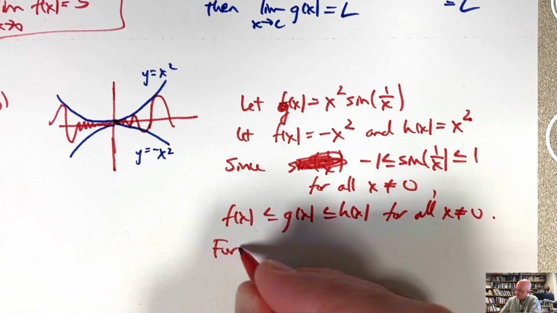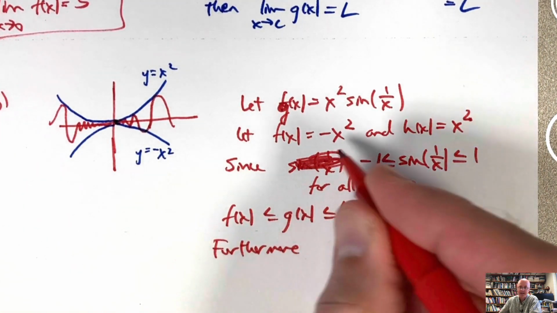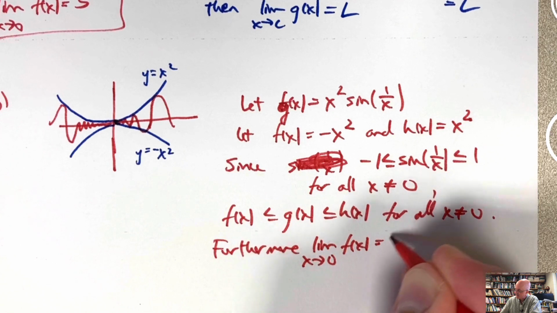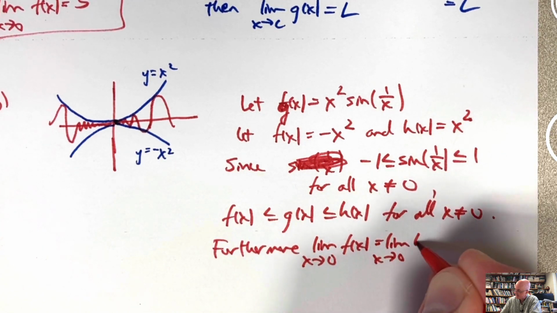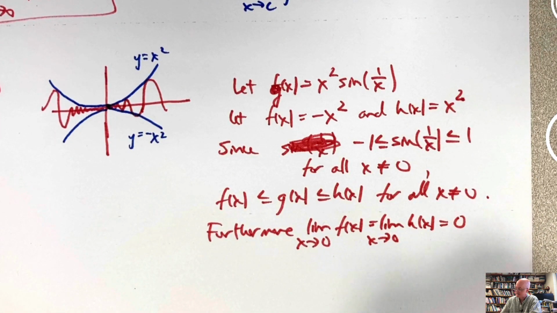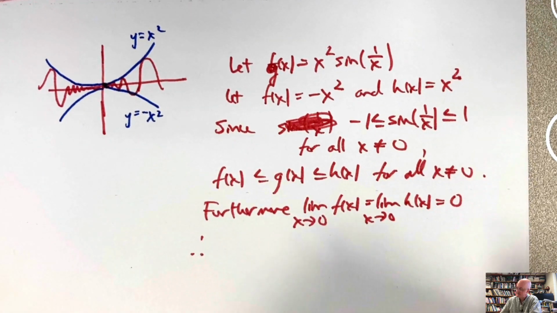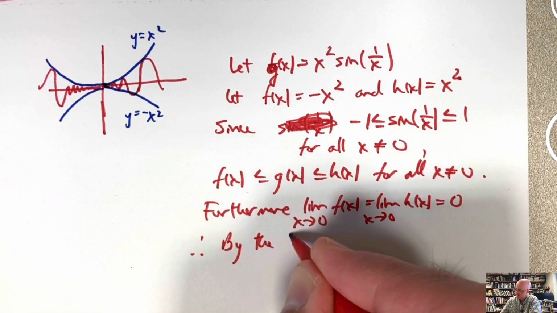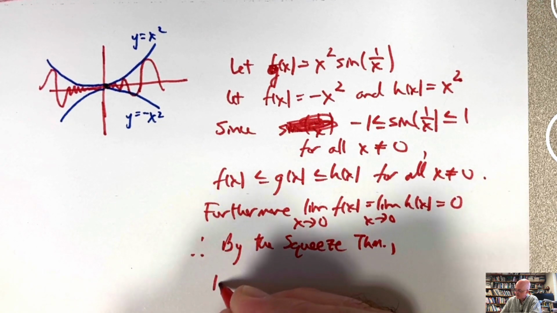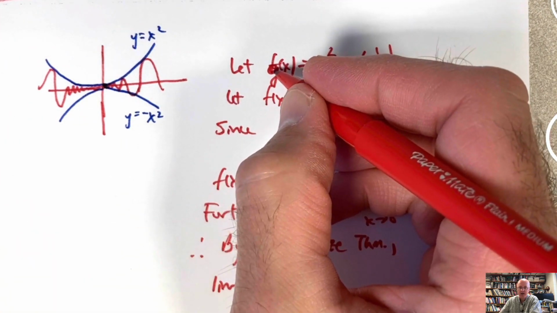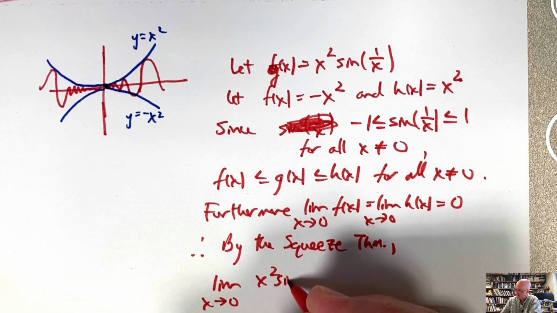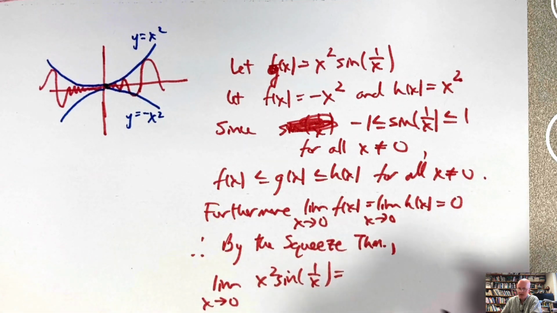Furthermore, f of x and h of x are pretty simple. The limit as x goes to 0 of f of x equals the limit as x goes to 0 of h of x. Both of those limits equal 0. L is 0 as well as c being 0. Therefore, three dots means therefore, by the squeeze theorem, the limit that we're interested in of g of x, this is a g here again, as x goes to 0 of g of x, and I'll go ahead and write x squared sine of 1 over x, is also equal to L, which is 0.